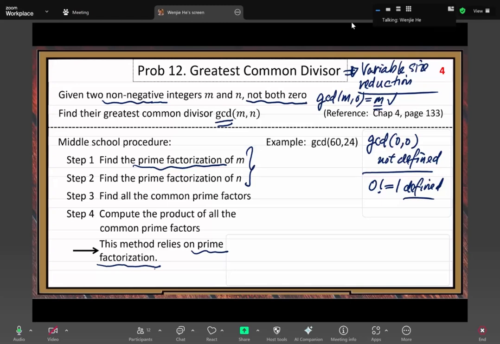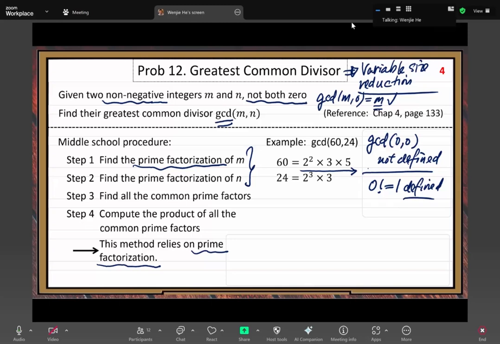When we calculate the GCD of 60 and 24, let's look at the prime factorization of 60: 2 squared times 3 times 5. That's our standard form, right? Remember, we list the prime base numbers in ascending order, and each prime base number needs an appropriate exponent in that standard form. For the second one, 24, we get 2 cubed times 3.